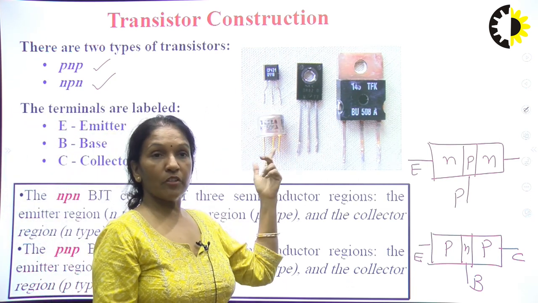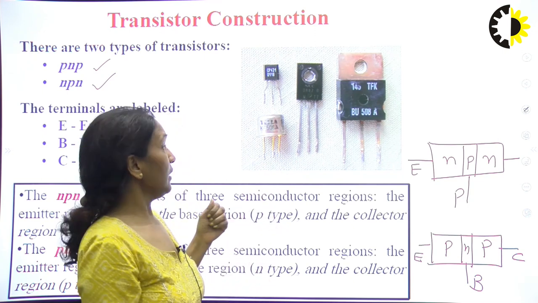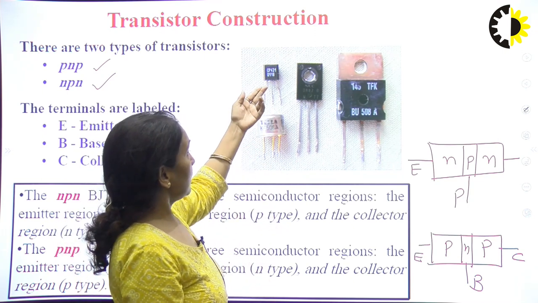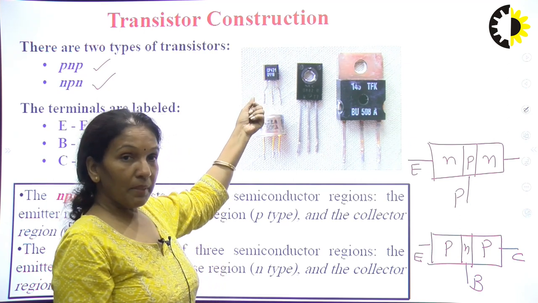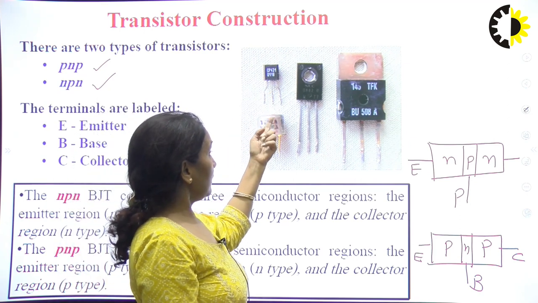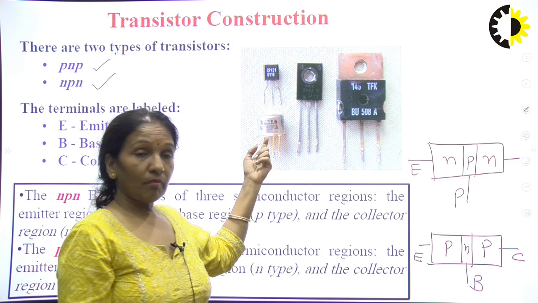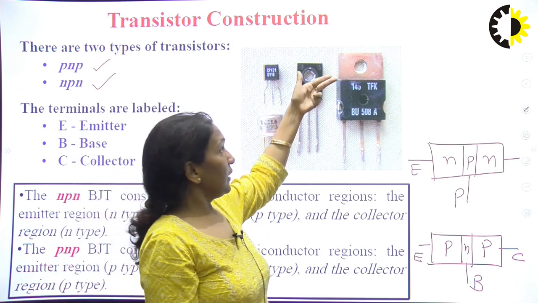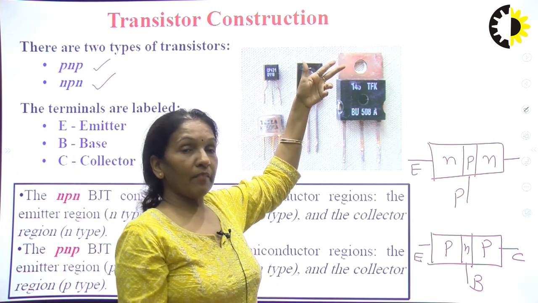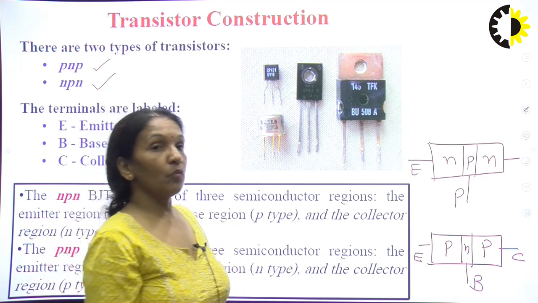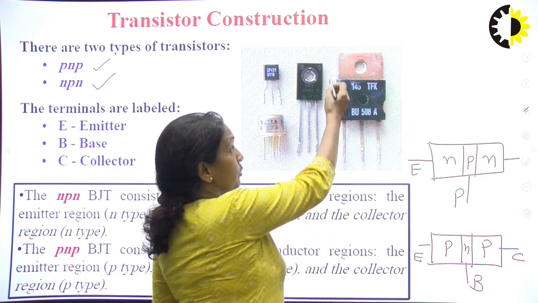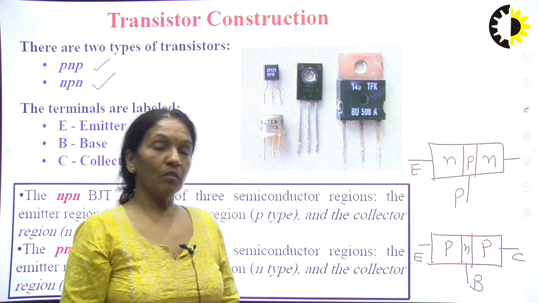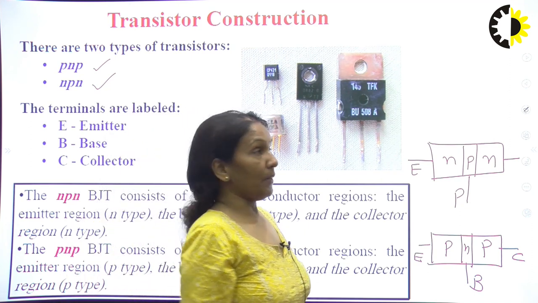These are the pictures of various types of transistors. Some are in plastic material and some are in metal. And this is basically the heat sink. Whenever we use a power transistor, for power dissipation purposes we use this metal type of structure for high current dissipation.